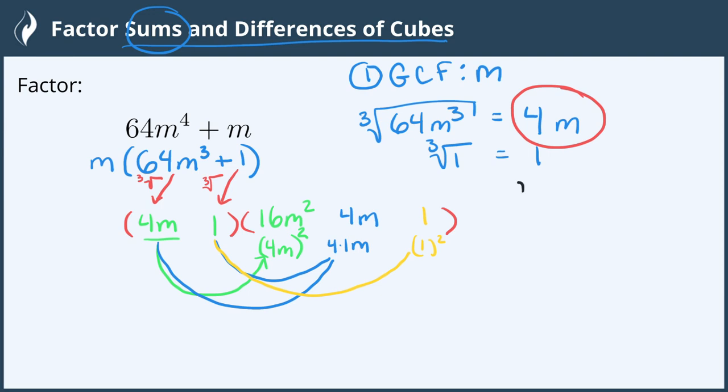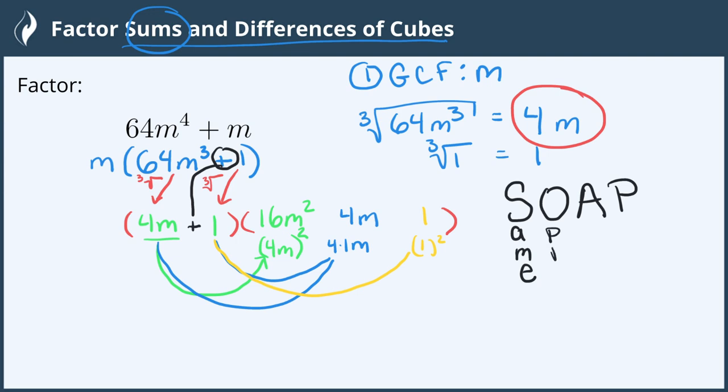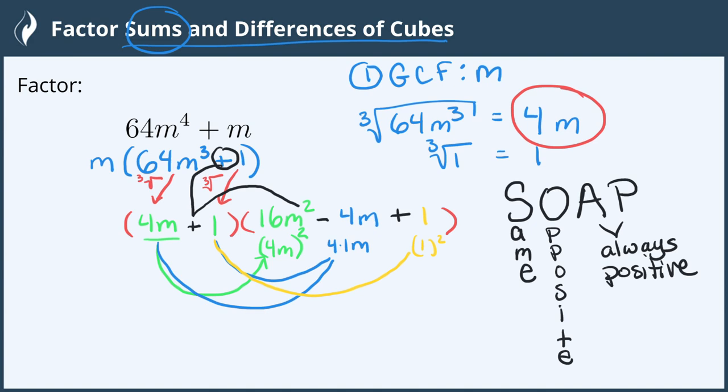Now we follow the pattern to fill in all of our signs, which is SOAP. The first one means that the first sign is the same as the problem that we were factoring. Because it is a sum of cubes, the very first sign will be addition because it's the same. The next one is the opposite. The opposite sign of what we just put into our first one was a positive, so we put in a subtraction sign for our next sign. And the last sign is always positive. So this one will be a positive sign.